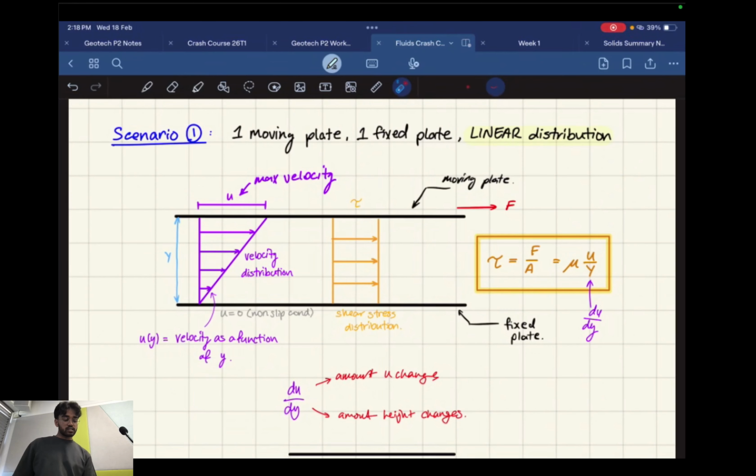In this case, scenario 1 is if you have a linear distribution. It just means that the plate that's moving moves at a uniform velocity. So our velocity distribution is given by this. Any questions about the distribution right now? Why it looks like this?